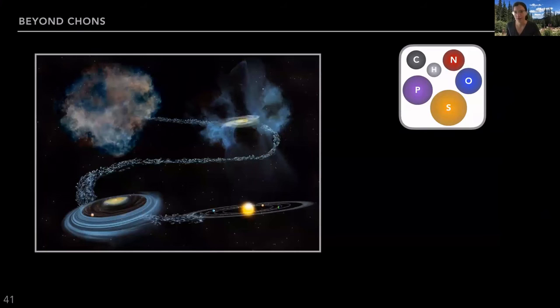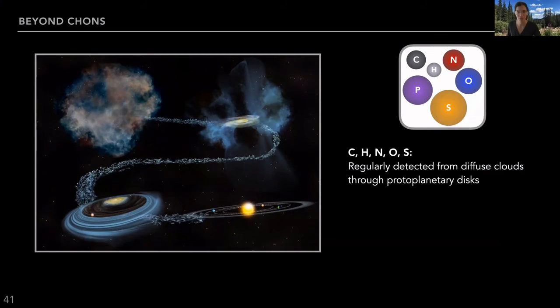Okay, so a lot of what I've talked about up until now has focused on carbon, nitrogen, and oxygen. That's for the very practical reason that we can easily detect carriers of these elements at all stages from diffuse clouds through protoplanetary disks. Now, there's an outlier. Phosphorus has been very challenging to detect in astrophysical settings. So I now want to say a word about where we're at in understanding phosphorus astrochemistry.